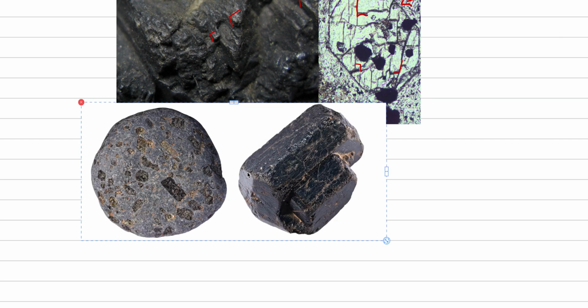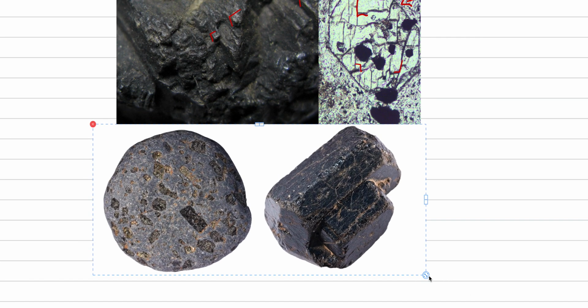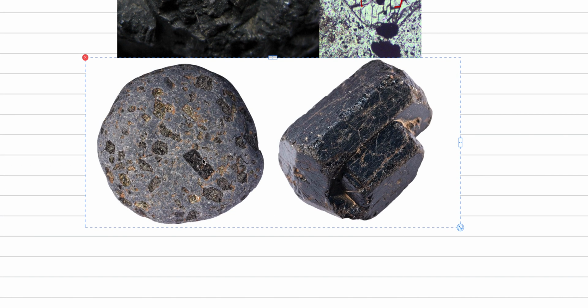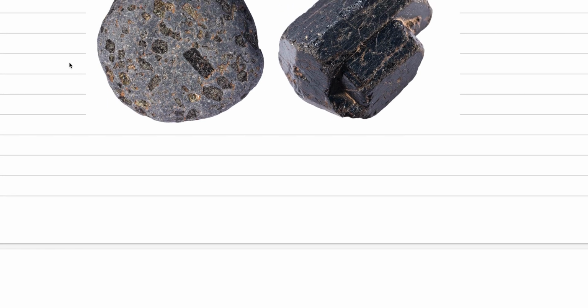Now, the picture I actually wanted to show you here was just some good examples of black, blocky, prismatic augite. Here's a loose crystal, and here is some augite sitting in a volcanic rock. Type of rock that definitely you should expect to find augite in.